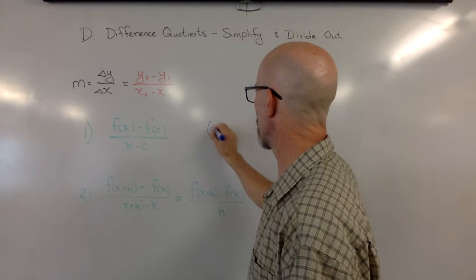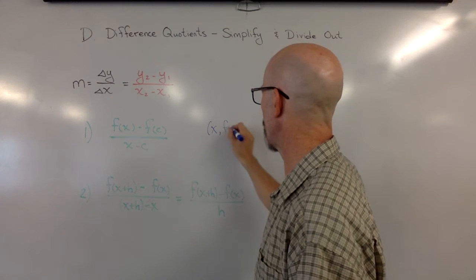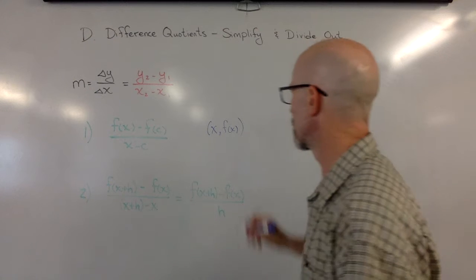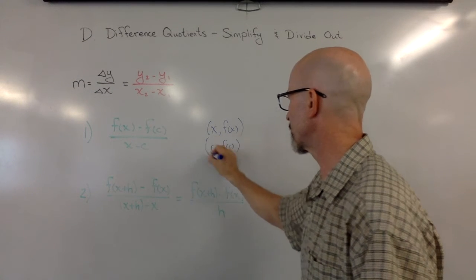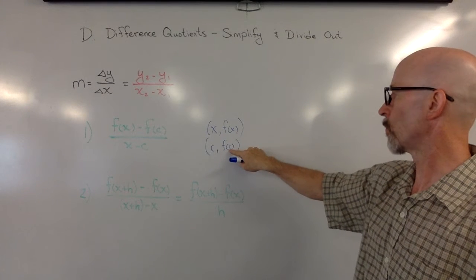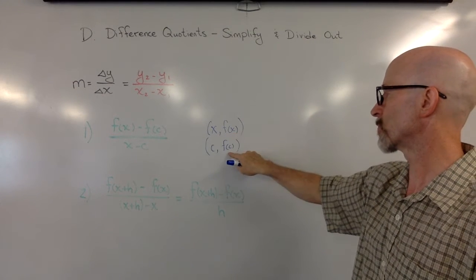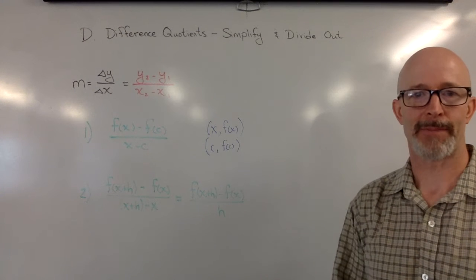But realize this all comes down to when you find the slope between 2 points, you subtract their y values. Well, our 2 points here is I have an x value and a y value for the first point. And then I have an x value and a y value for my second point. So really, this is just y2 minus y1 over x2 minus x1.